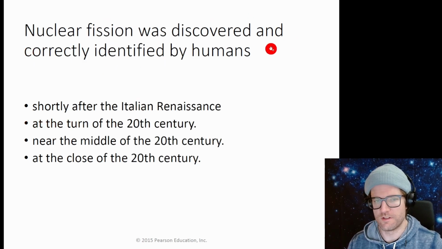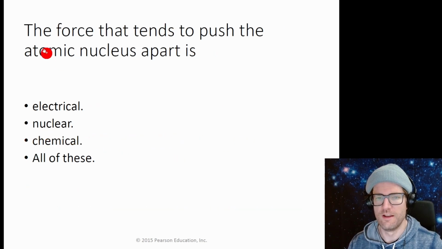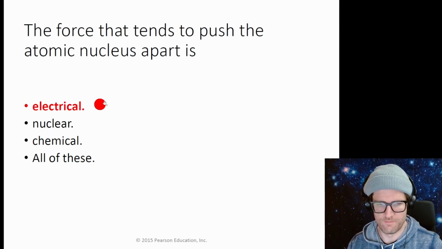Nuclear fission was discovered and correctly identified by humans. Well, this happened right before World War II. So that's going to be near the middle of the 20th century. Okay, the force that tends to push the atomic nucleus apart is electrical. Nuclear forces tend to hold it together. Chemical forces, they aren't really forces, so it's electrical.